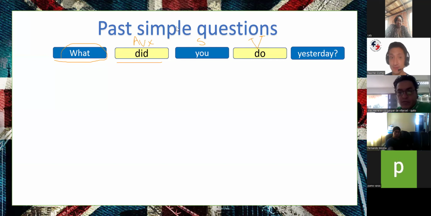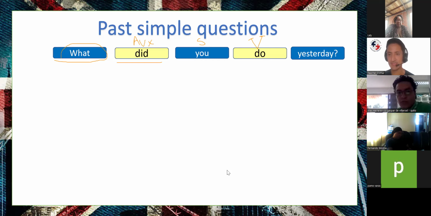What did you, in this case, the subject, el sujeto, y el verbo, the verb, okay? Don't you get confused. No se confundan que do es tanto auxiliary como verbo, both auxiliary and verb. So what did you do yesterday? The translation is, ¿qué hiciste ayer? What did you do yesterday?